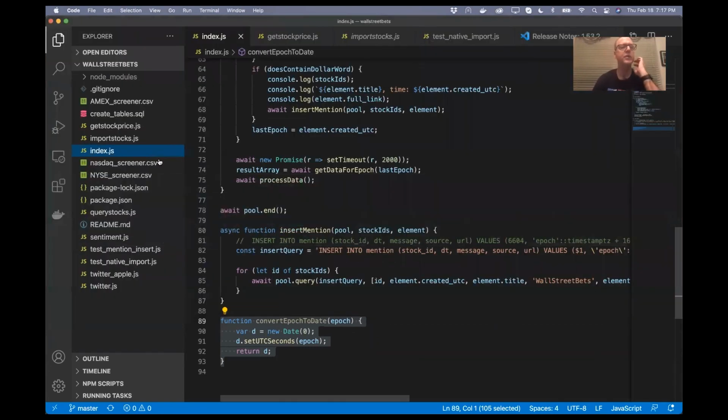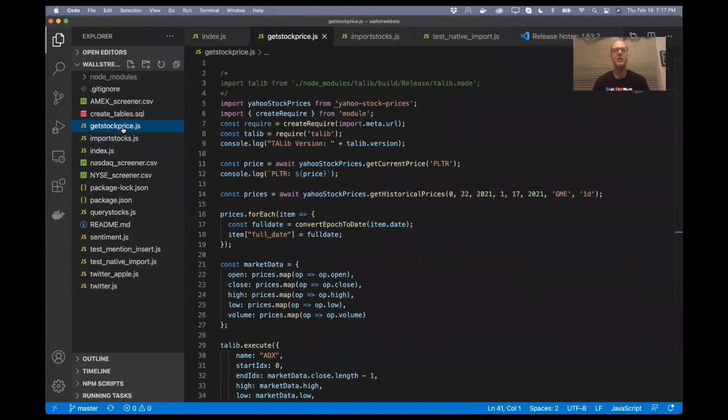A couple other things here I was going to show. If you're interested in being able to go out and get stock prices, Yahoo has a library you can use for getting stock quotes and stuff like that. I've got one here where I can get the quote for Palantir. All I have to do is get current price. And then I also have one where I can get the historical prices.